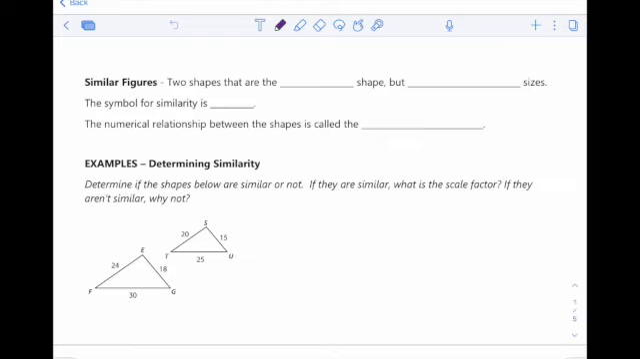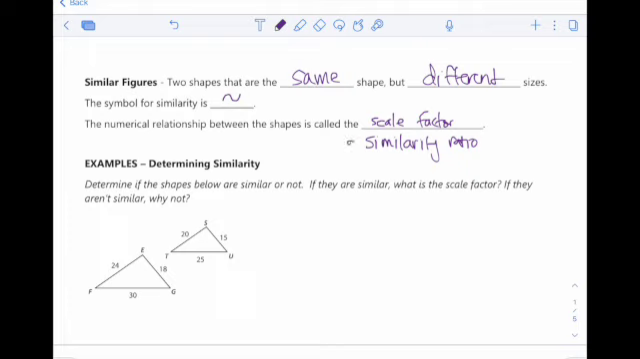So like we learned up there, similar figures are two shapes that are the same shape, but different sizes. And the symbol for similarity is a lot like the congruent sign, but it's got just the wavy line. And then the numerical relationship between the shapes is called the scale factor. In other places, you might see similarity ratio, but I will mostly use scale factor, okay?